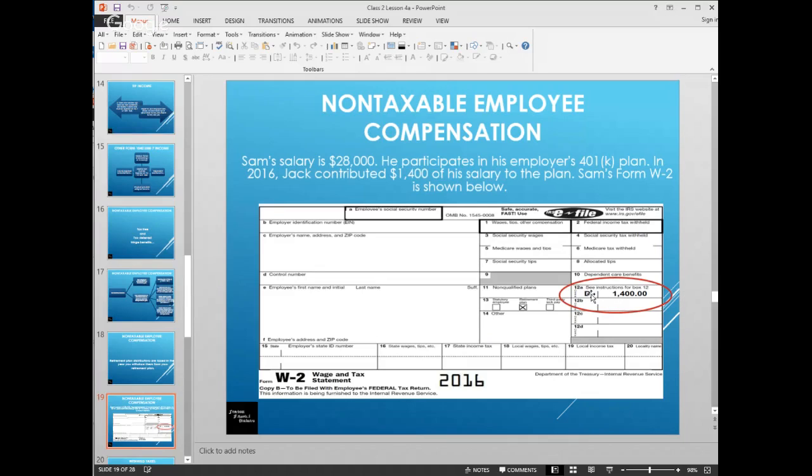A single D is your retirement contributions. A double D is the medical benefit. So each of those codes that are available for box 12 are spelled out, and you can look at those in the IRS documentation under the instructions for the W-2.